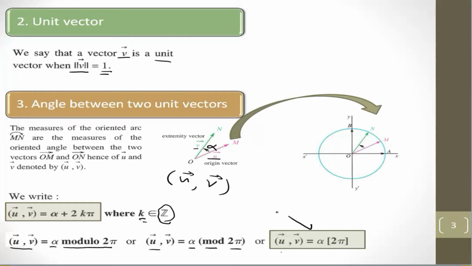We usually use this notation for any angle in the trigonometric circle. For any angle in trigonometry, we write the angle, called here alpha or x or any letter you want, plus 2k pi, or we write modulo 2 pi. For example, if alpha equals pi over 3, then the angle is pi over 3 plus 2k pi, where k belongs to the set Z, which is called the set of integers.